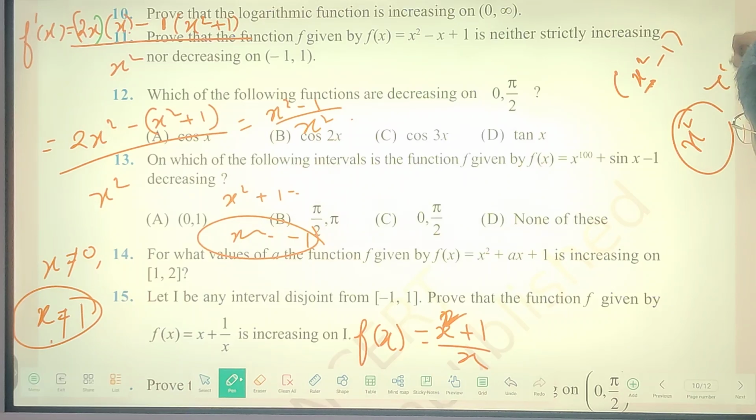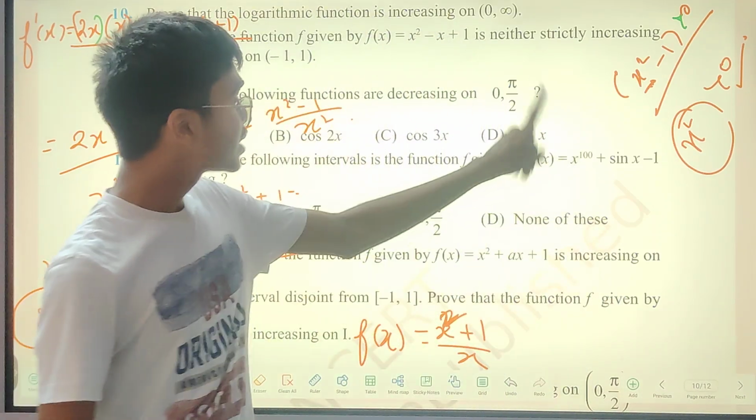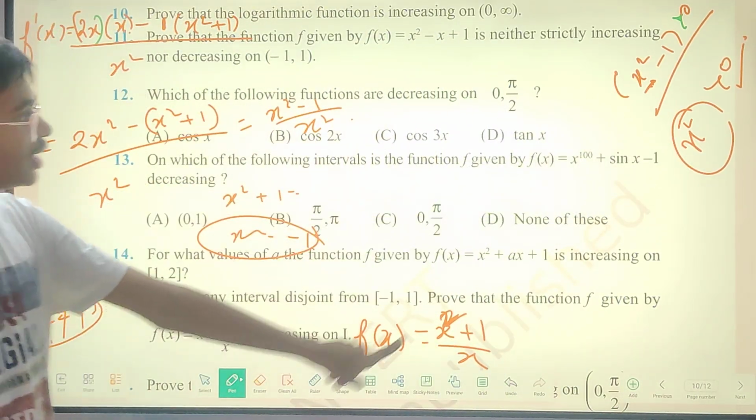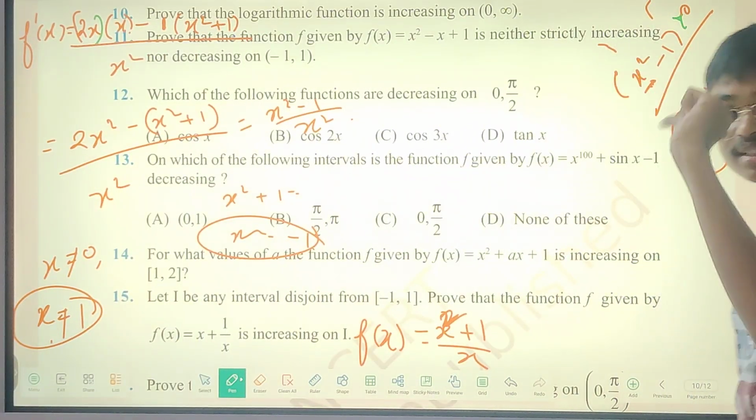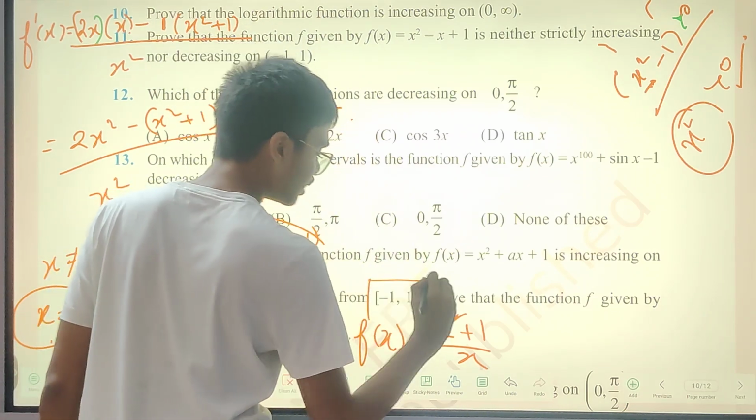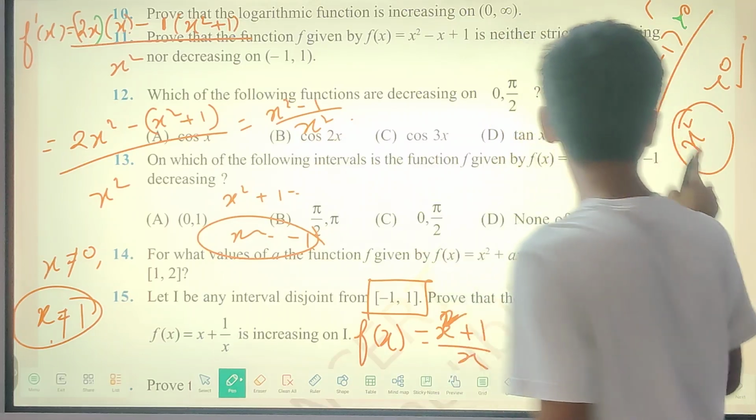So x square is always greater than 0. That is something we all know. And x square minus 1 is also always greater than 0. Why? Because for example, if x were 0.5, then this will be negative. But they have clearly given us that x cannot be any number from minus 1 to 1. So that automatically makes this positive, and this also positive.